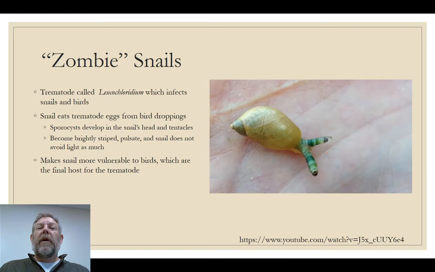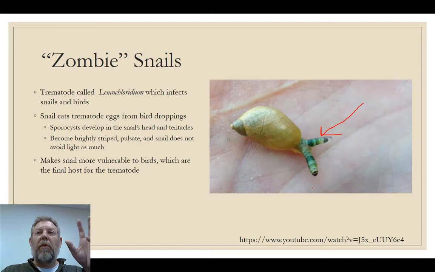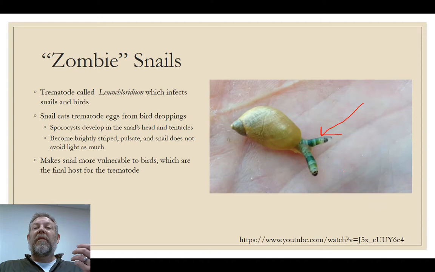But when those sporocysts develop in the snail, they develop in their head and their tentacles. If you look at the tentacles and the antennae of the snail here, you see they're brightly colored. I'll show you this video, and you can watch this link to see the video yourself. But they pulse and they grow and they glow almost. It's very unique. And what this does is it makes the snail more vulnerable to being preyed upon by a bird. It also sometimes changes the snail's behavior so they don't avoid light as much. So this snail is now more likely to be preyed upon by a bird, but of course that bird is part of the trematode's life cycle.